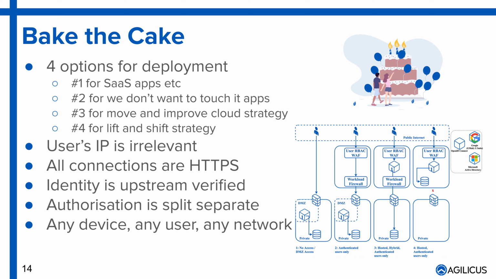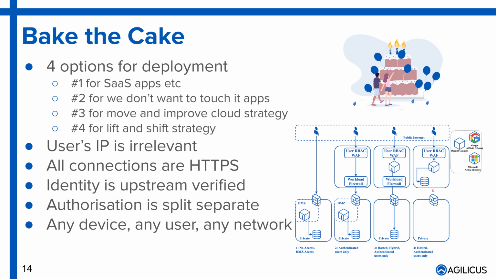The key here is the user's IP is irrelevant. It's not part of the trust store. They haven't VPN'd in. It's not some source IP based thing. All the connections are HTTPS, they're SSL, they're secure. The identity is upstream verified. The authorization is split out and separate. Any user on any device on any network could make this work and be happy.